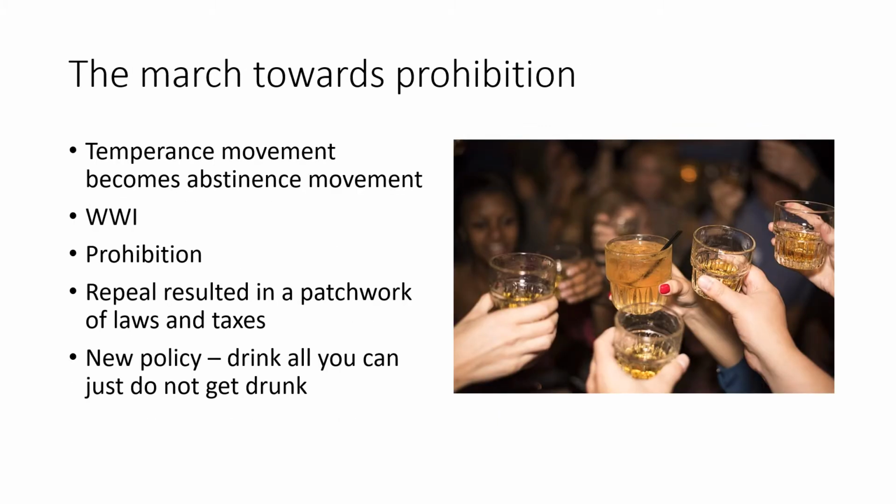Next came the march towards prohibition. The temperance movement became the abstinence movement, which was an attempt to get people to be teetotalers and not drink at all. World War II came along, and there was a temporary lull in this activity. Following World War II, we had prohibition, and we talked about that in the chapter on the history of drug use. Prohibition was a prohibition on the commercial sale and manufacture, but not on the home use or drinking if you had it.